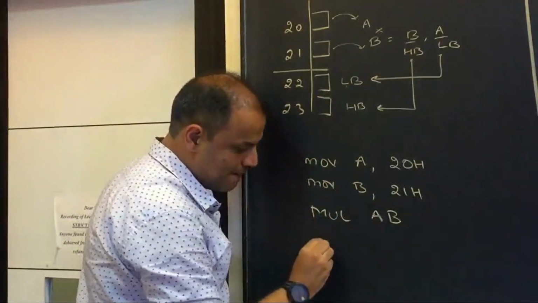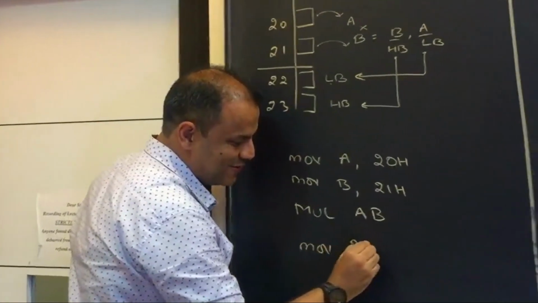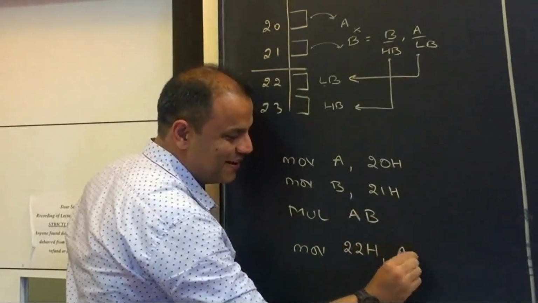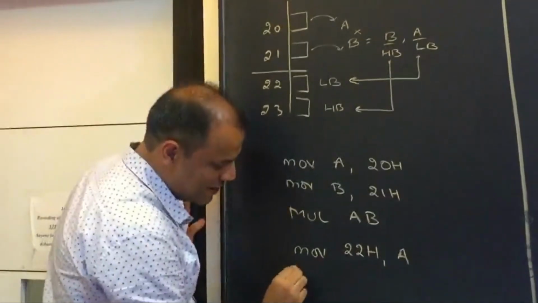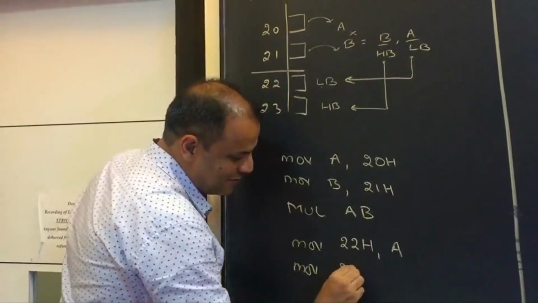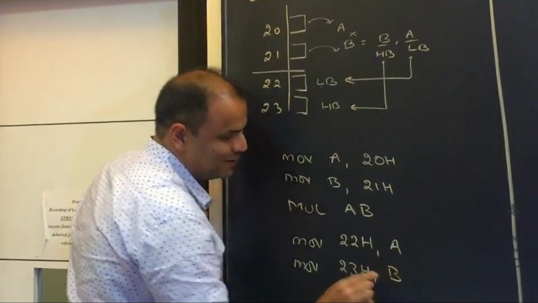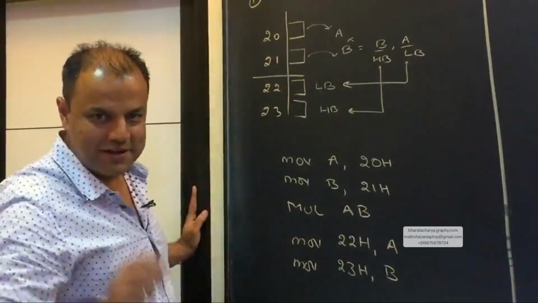Come on. Move 22H. Good. Comma A. Excellent. Come on. Now from B, store it at 23. Come on. Move 23H, comma B. Job done. That is your program. Tell me, did you understand this?